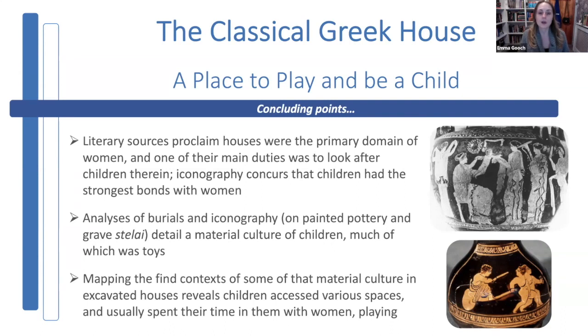The assertions of the literary sources must be looked at critically, given they demonstrate the perspective of only a few elite men. But iconography and the archaeology of domestic spaces apparently support the sources' proclamations. They all affirm women were children's primary caregivers, and children spent much of their time in women's company within the oikos. This affirmation comes from analysing the distribution of preserved examples of the material culture of children in excavated houses.